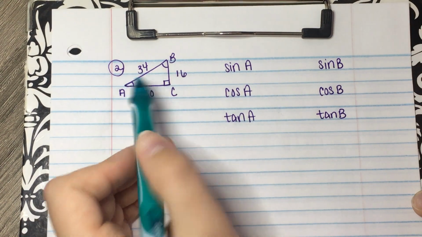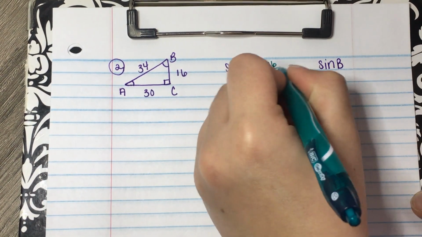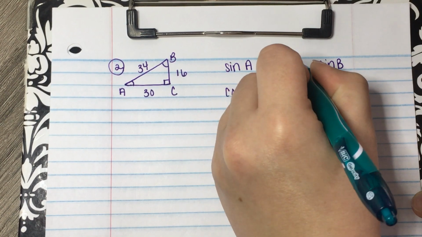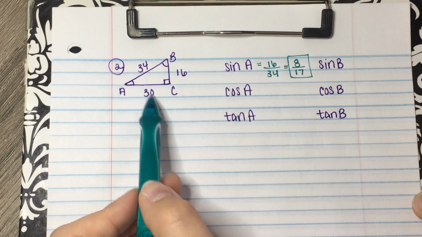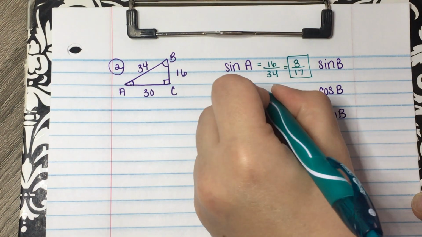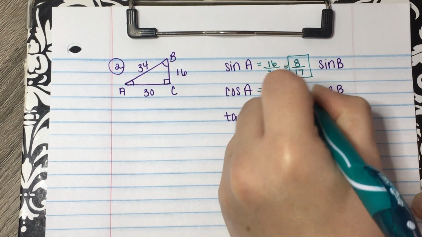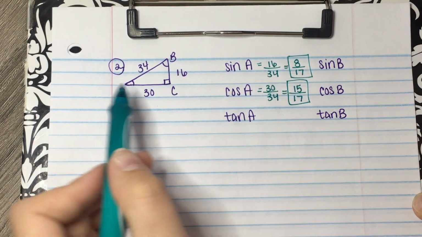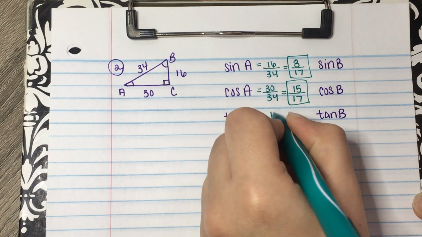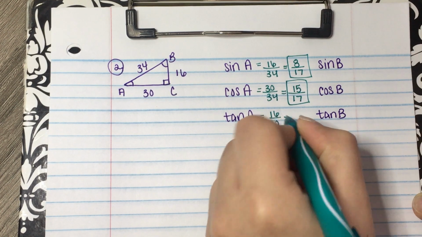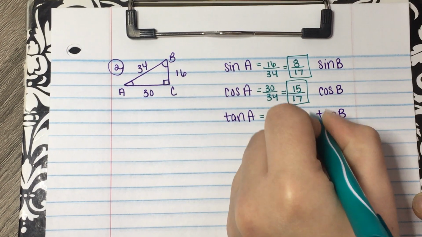Sine of A, we're going to start off here. This is going to be opposite over hypotenuse. Well, that's going to be 16 over 34. We can divide numerator and denominator by 2, and that's 8 over 17. Cosine of A, well, that's going to be adjacent over hypotenuse. That's 30 over 34, dividing numerator and denominator by 2. That's 15 over 17. And then tangent of A, opposite over adjacent. That's going to be 16 over 30. And dividing numerator and denominator, we get 8 over 15.